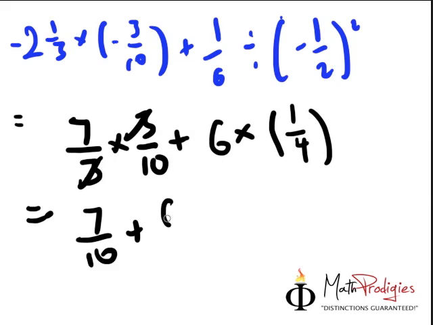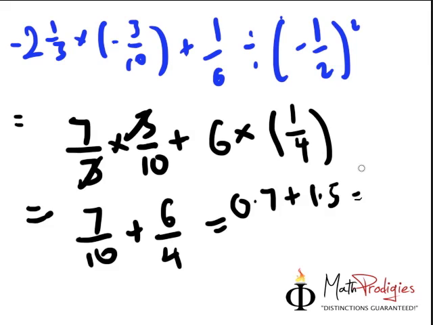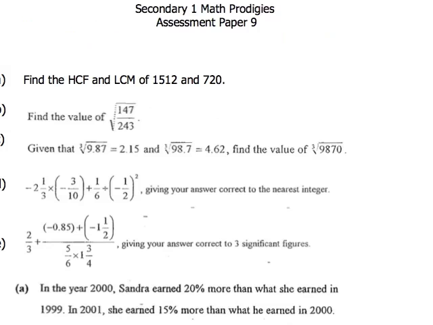6 over 4. Okay, what would that give you? 7 over 10 plus 6 over 4. So therefore you will get 0.7 plus 6 over 4 is 1 2/4, 1 1/2, plus 1.5, which gives you 2.2, which to the nearest integer is 2. So the answer is 2.